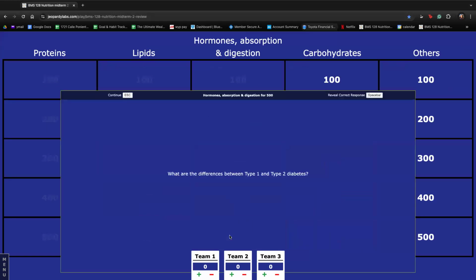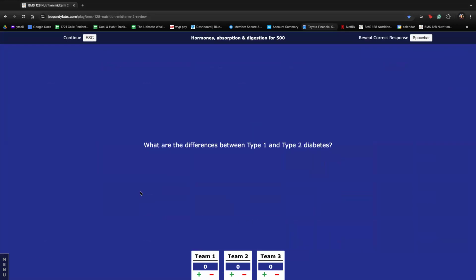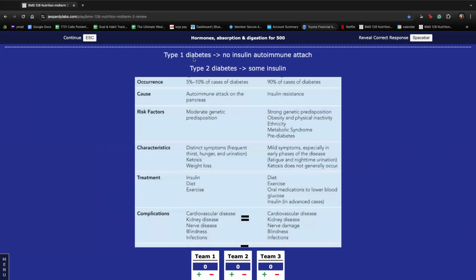Okay. What are the differences between type 1 and type 2 diabetes? Type 1 is genetic, right? Or I guess they both can be, but with type 1 you're born with it. Well, type 1 specifically has no insulin, and it's autoimmune. And type 2, there's some insulin. And these are the columns comparing them.